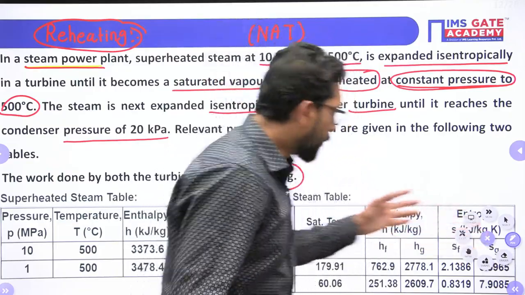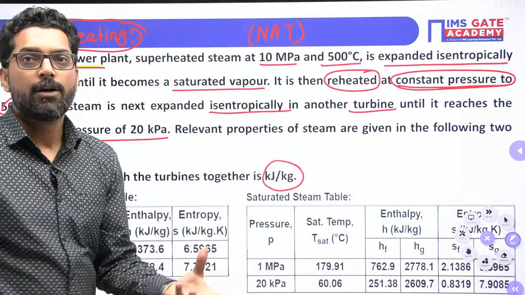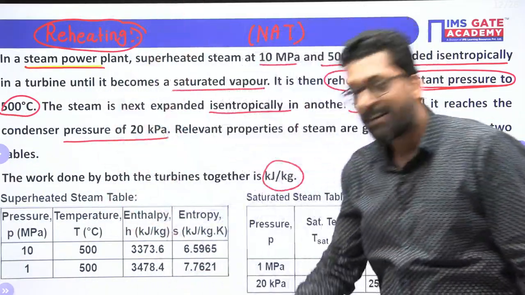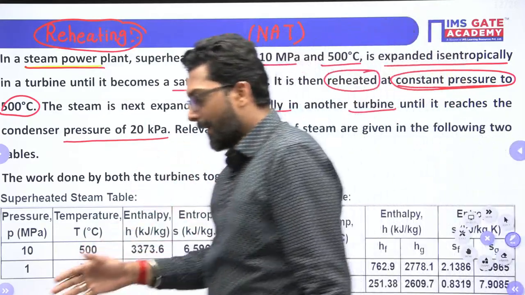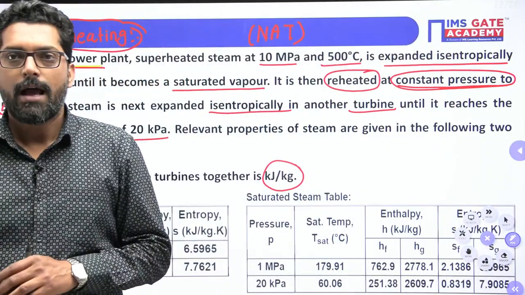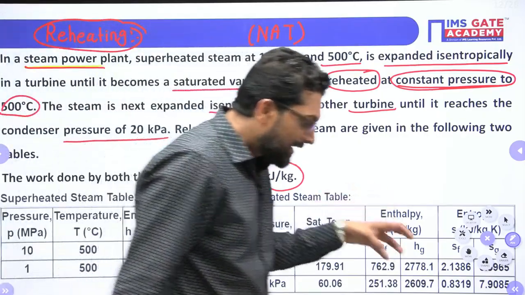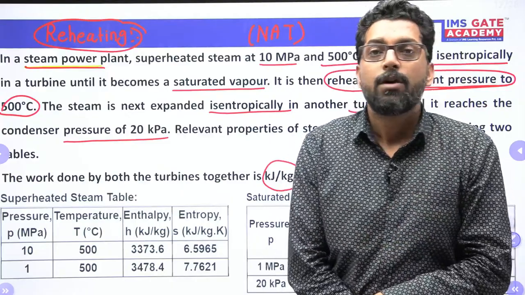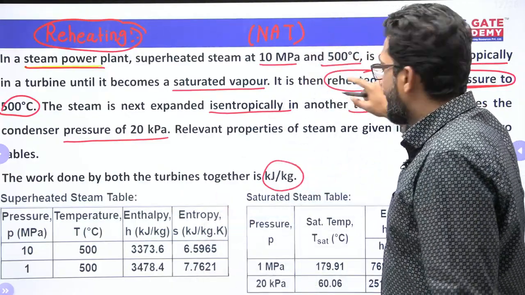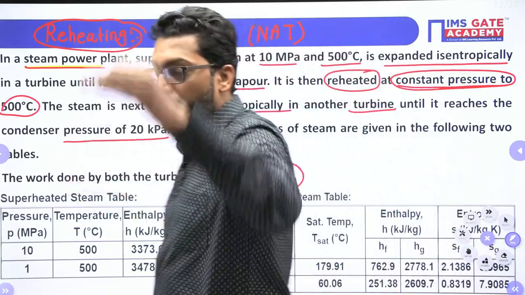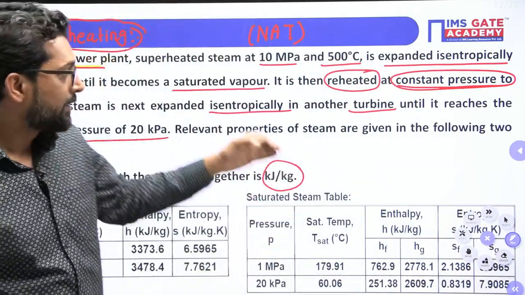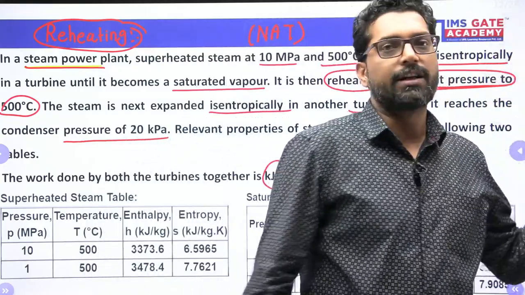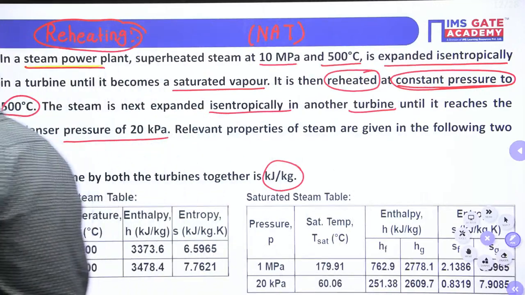So to improve the life of the blade, we want the expansion to be of high quality steam. High quality means less and less water particles during the expansion. So reheating assures that the quality of the steam will improve compared to without reheating.